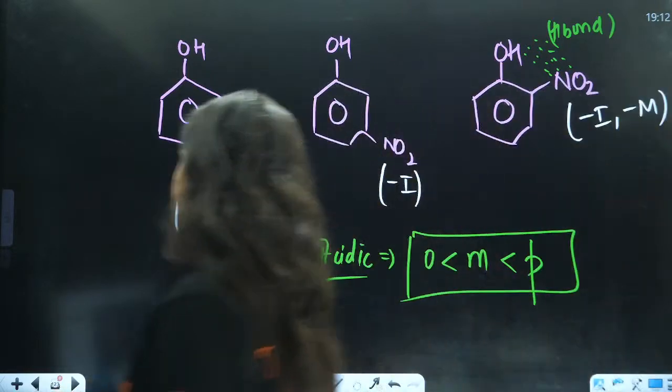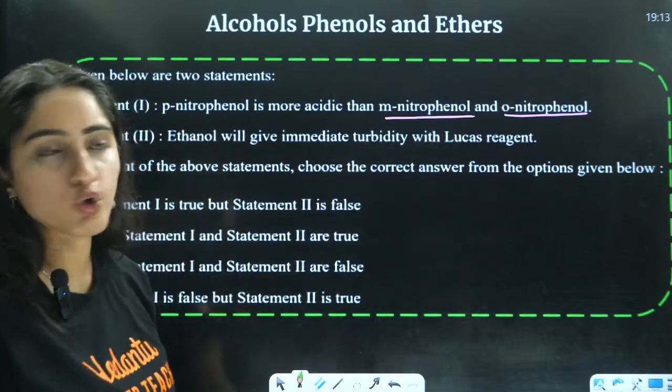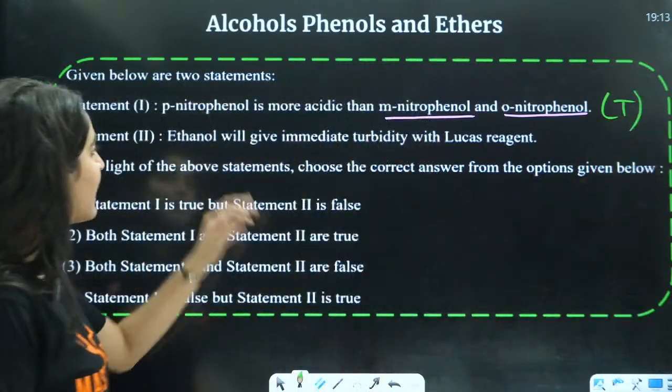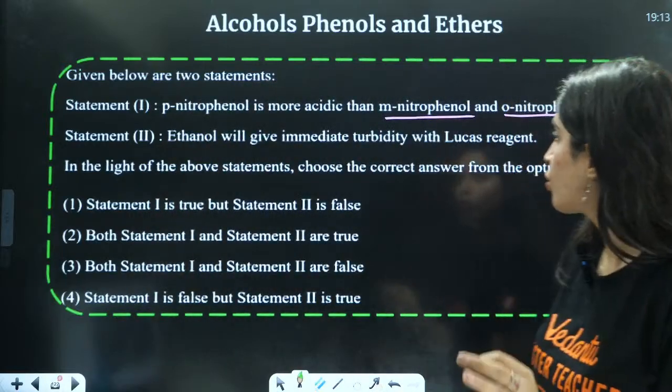So can I say this is a correct statement? Para-nitro is more acidic than meta and ortho. Yes, that is the true statement. It is true. Ethanol will give immediate turbidity with Lucas test.